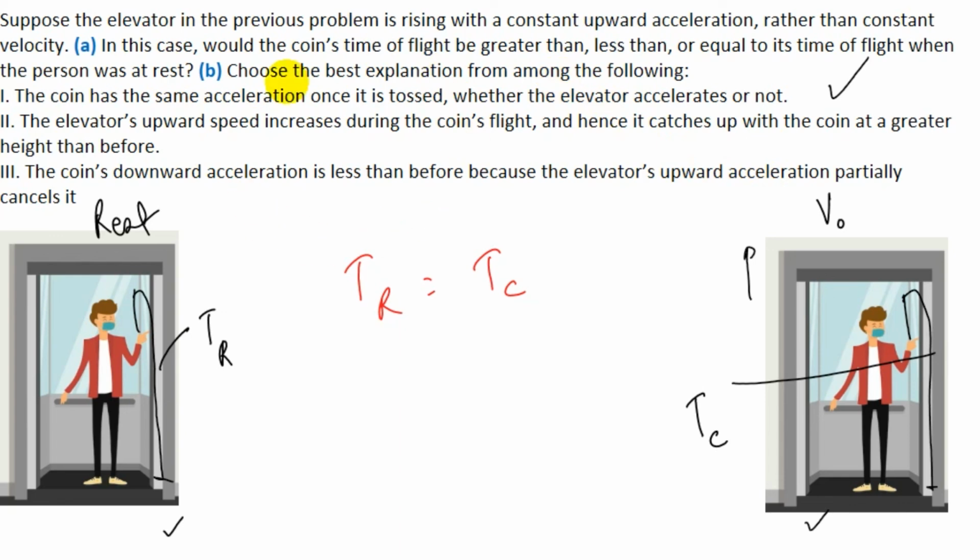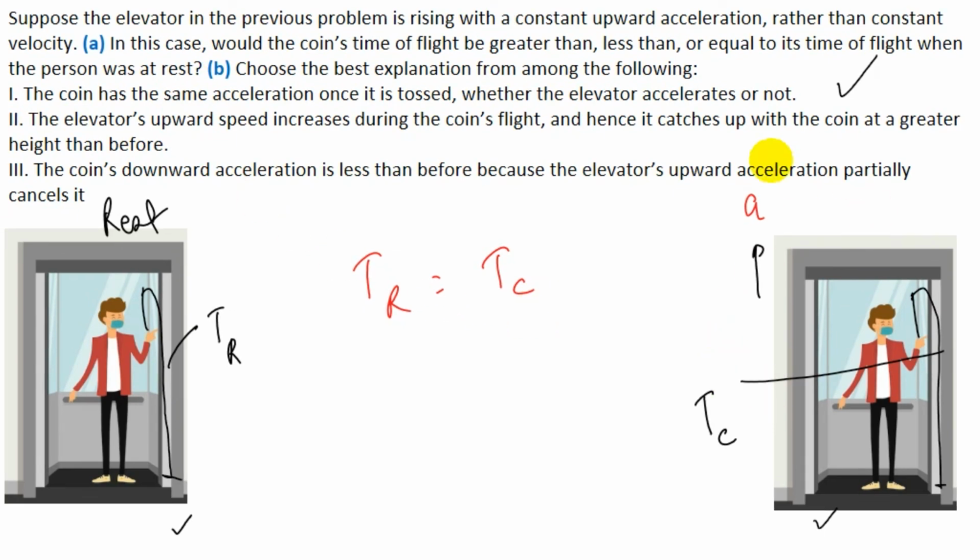But now in this question it says, if this time the elevator is moving with some acceleration, let it be A, then will TR and TC be the same or not? Pause the video and think. So in this case, when the elevator is moving with some acceleration, the time of flight for the coin is less than the time of flight when the elevator was at rest. And the reason is the second option. This one is the reason.